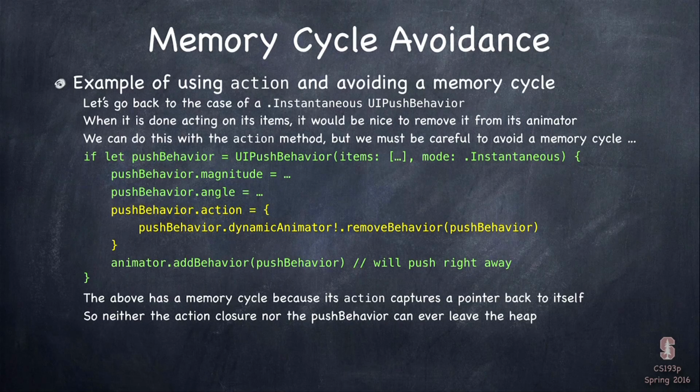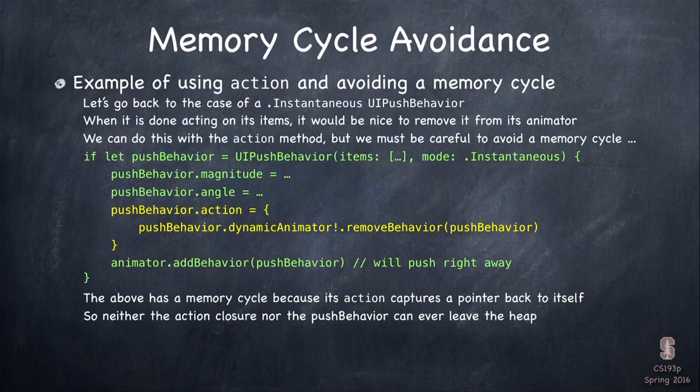But of course, this has a memory cycle, a really bad one. Because this push behavior has a var action, which is a closure, it has a strong pointer to this closure. And this closure references the push behavior, so it has a strong pointer back to the push behavior. This will happen just fine. And now the only thing pointing to this push behavior, since it got removed from the dynamic animator, is this closure. And it's pointing to the closure. So they're keeping each other in the heap. So this is our classic memory cycle.